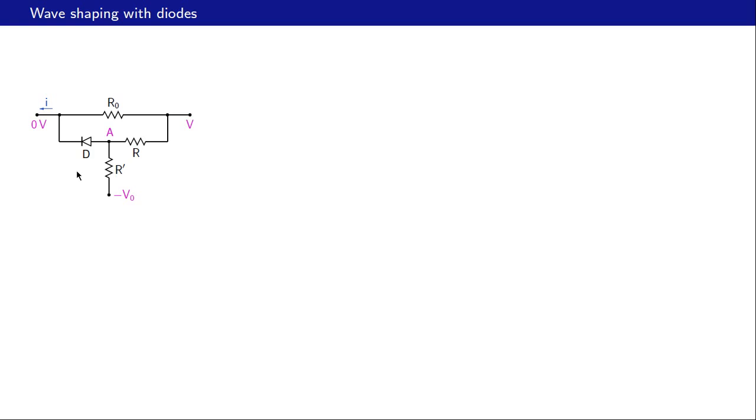Here is a simple diode circuit, and we will see that this can be used for wave shaping. We will take this node voltage as 0 volts, and there is a good reason for doing that, as we will see later. This node is sitting at minus V0, a constant voltage. It could be minus 5 volts or minus 10 volts, for example. That's the power supply. And what we want to do is to plot this V as a function of this current I here.